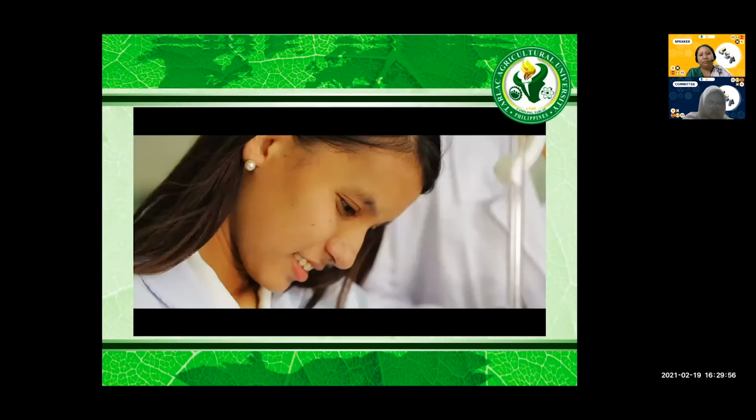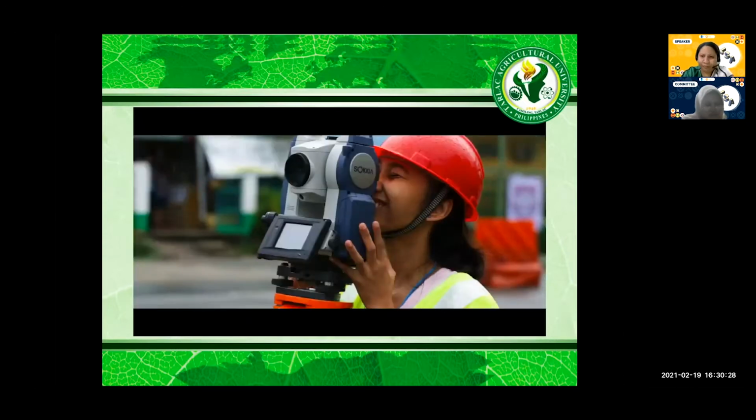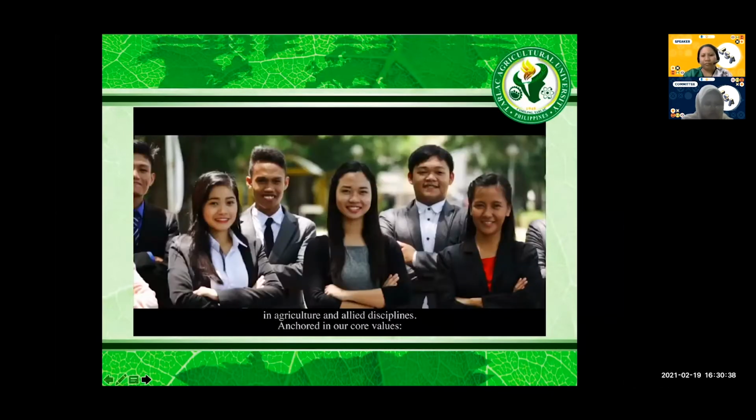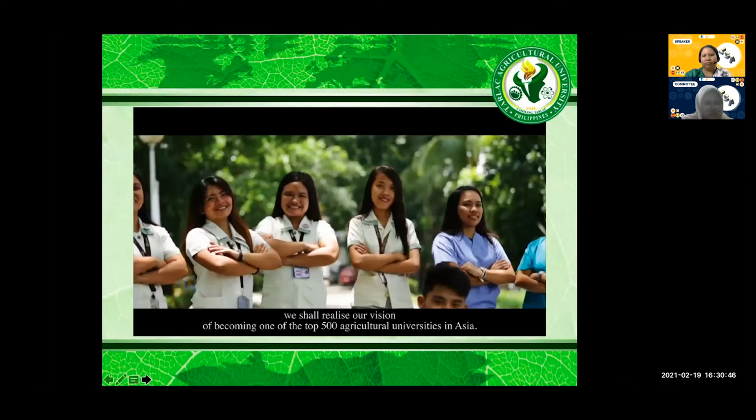The values that I gained from Tarlac Agricultural University prepared me to be responsible in achieving my goals in the future. I believe Tarlac Agricultural University has a great factor in our life as professionals right now. We at TAU remain committed to harnessing, developing, and catalyzing the full potentials and capabilities of the students into becoming responsible and competent professionals in agriculture and allied disciplines, anchored in our core values: integrity, excellence, and service. We shall realize our vision as one of the top 500 agricultural universities in Asia.